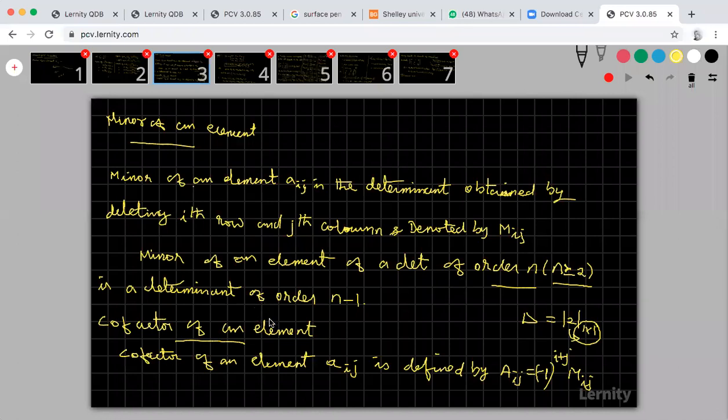Okay. What is the cofactor of an element? Cofactor of an element Aij is defined by Aij is equal to minus 1 the whole power i plus j Mij. These things we have already discussed in our previous class also. This is just a revision for you. Okay, right. Look at that now.